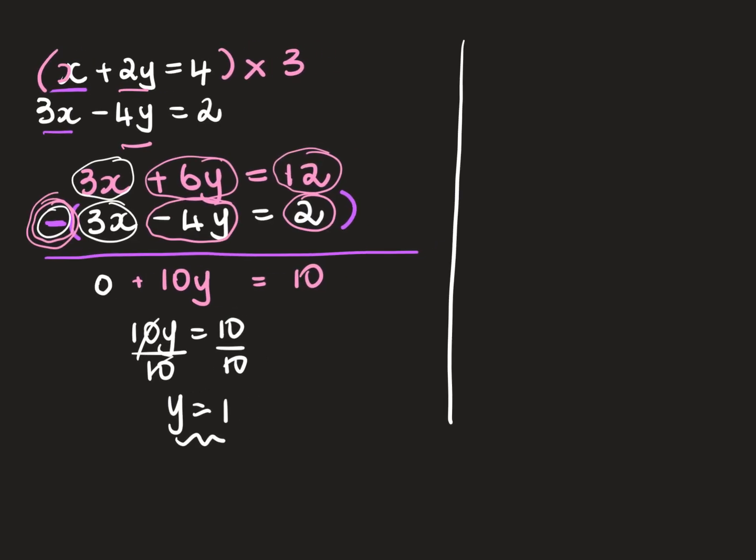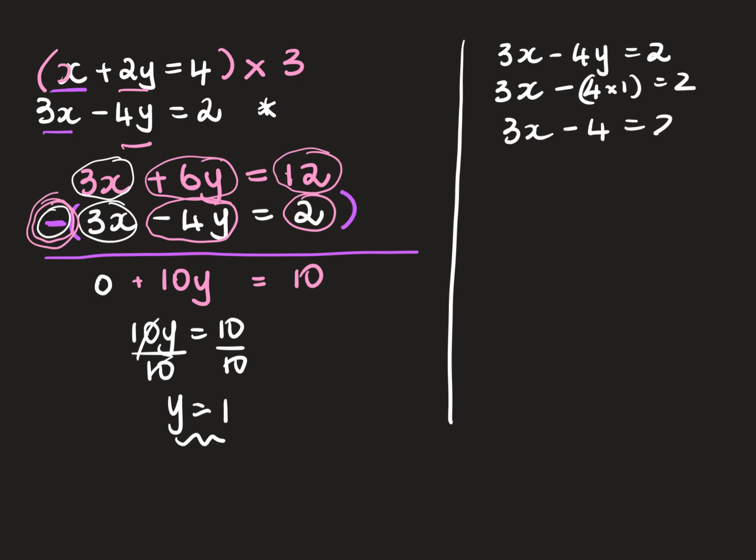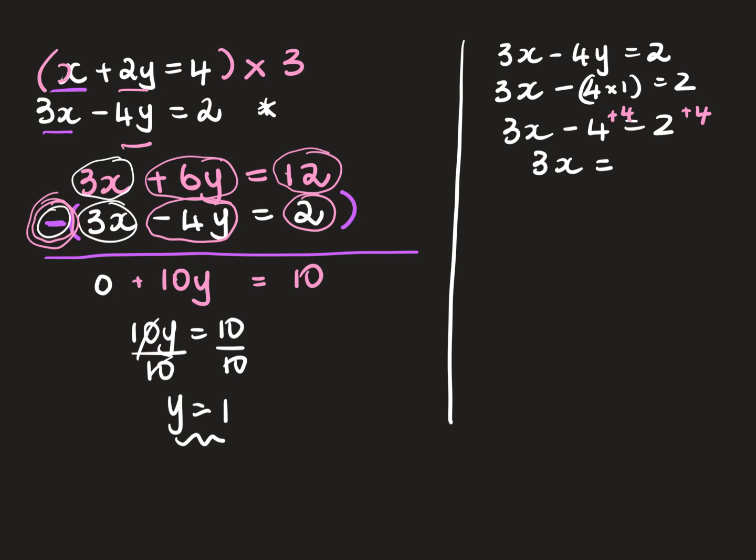I can choose any of these equations. I'm going to choose that one there. 3x minus 4y equals 2. I know that y is 1. 3x minus 4 times 1 equals 2. 3x minus 4 equals 2. What do I do now? Add 4 to both sides. And I get 3x is equal to 2 plus 4, which is 6. Divide by 3. And I have x equals 2. So my solution for that one there is x equals 2 and y equals 1.